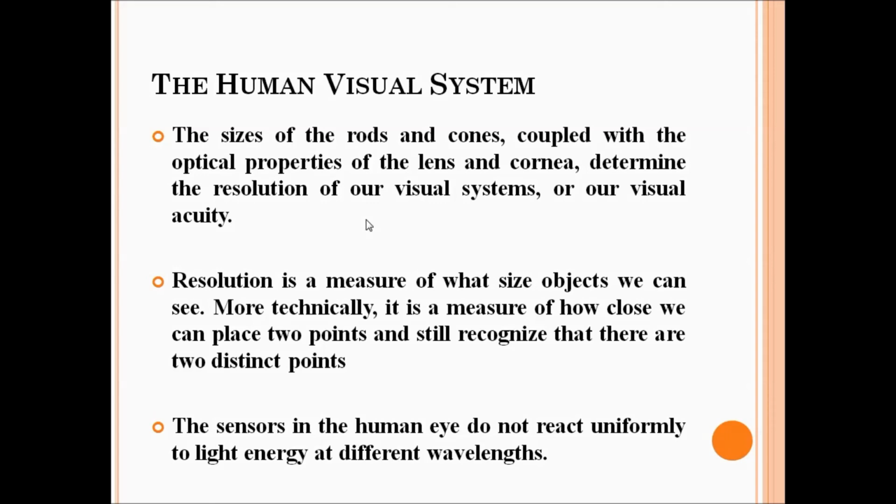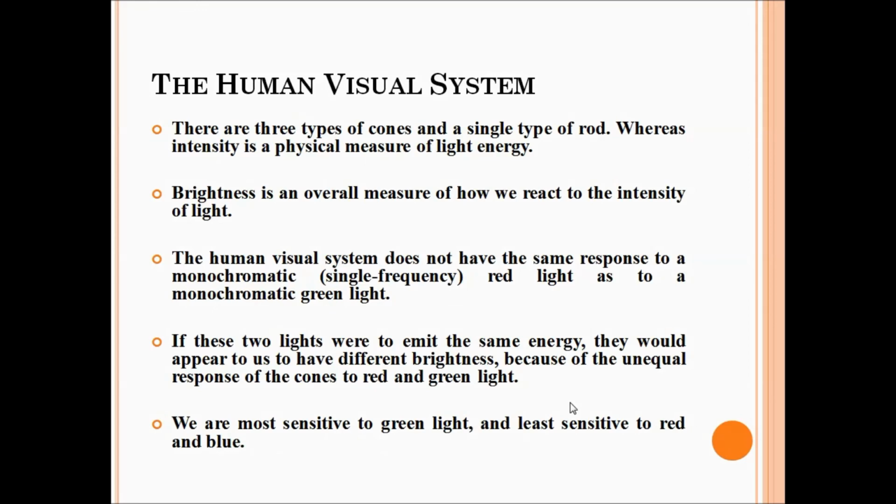And one more important thing, sensors in the human eye do not react uniformly to light energy at different wavelengths. Here color vision comes into play. Actually, I told you cones are responsible for color vision. There are three types of cones and a single type of rod. Now, intensity and brightness play a very important role. Intensity is a physical measure of light energy. Brightness is an overall measure of how we react to the intensity of light.